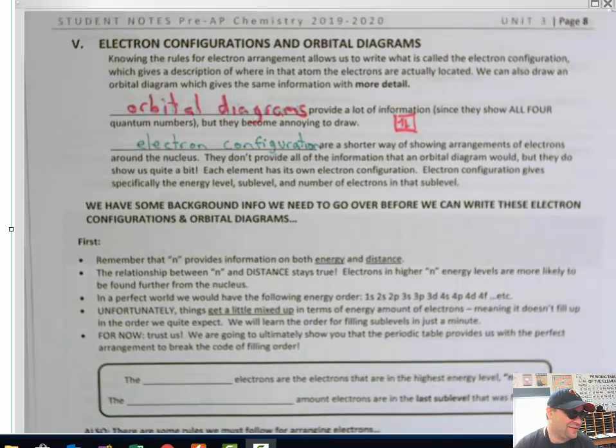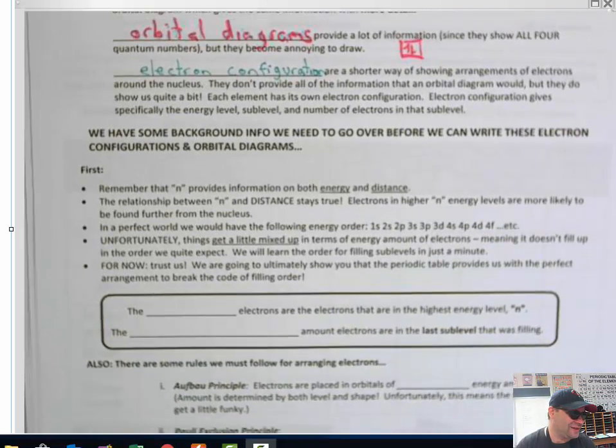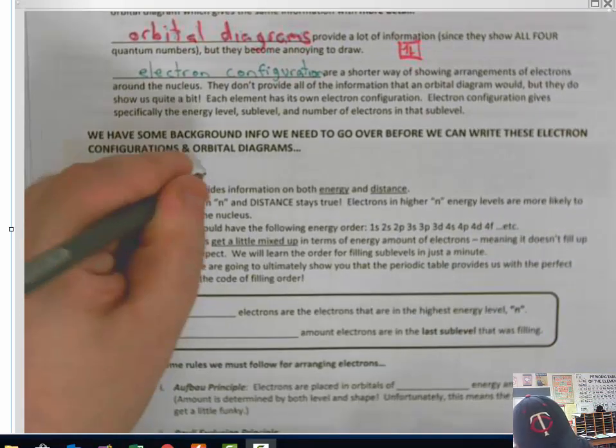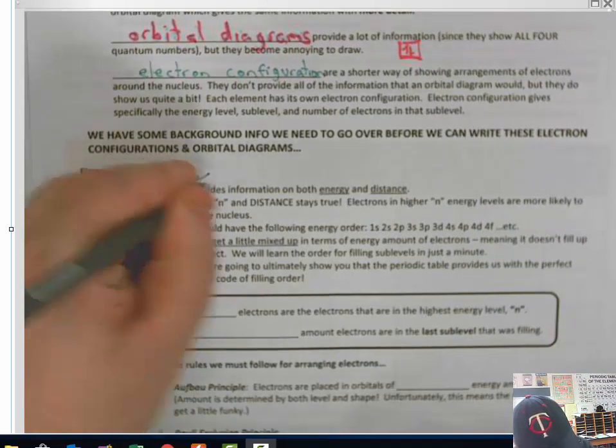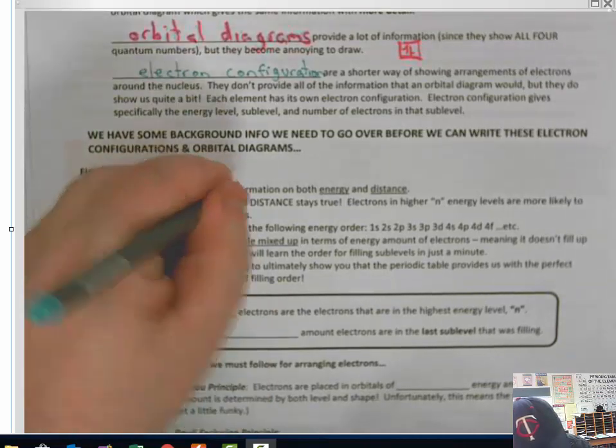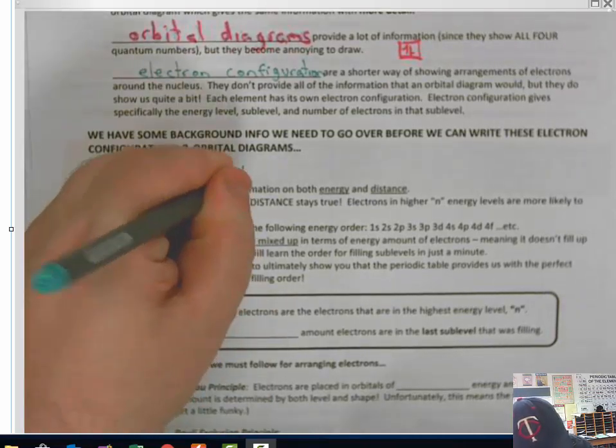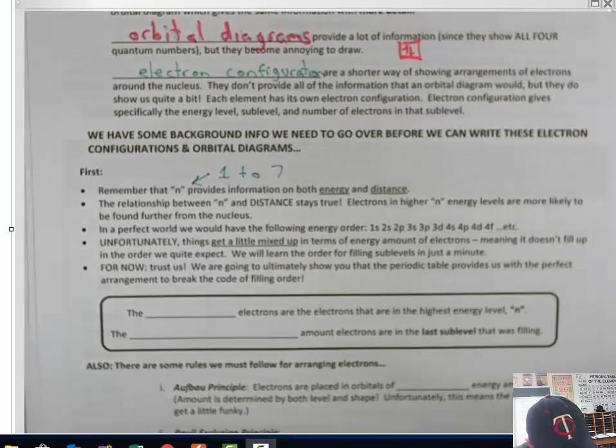Okay, so we need to do some background information before I show you how to do this. Remember, n is the distance. Remember, n is a number from 1 to 7. The relationship between n and distance must stay true. Electrons in the higher n are more likely to be found further from the nucleus.